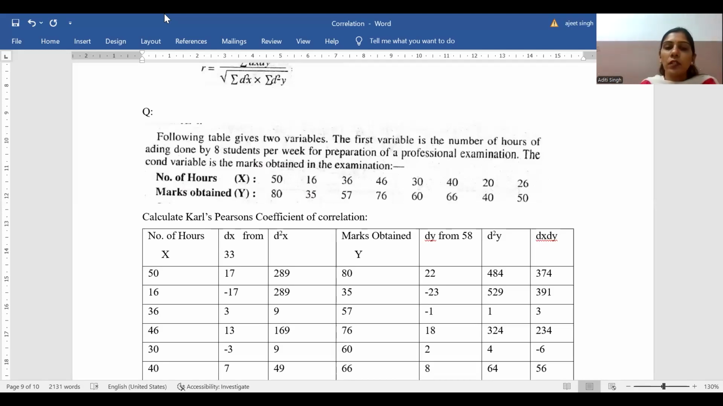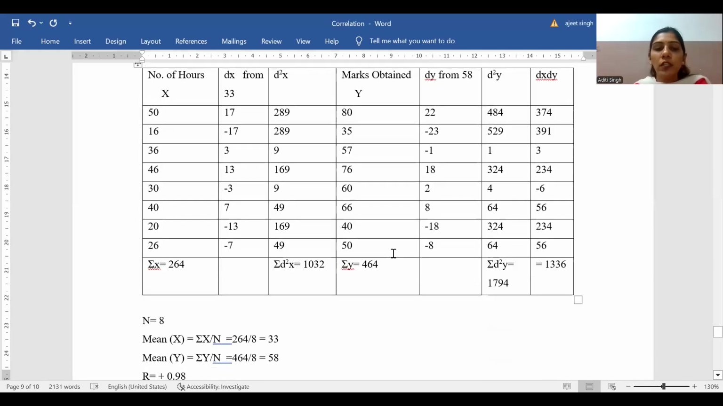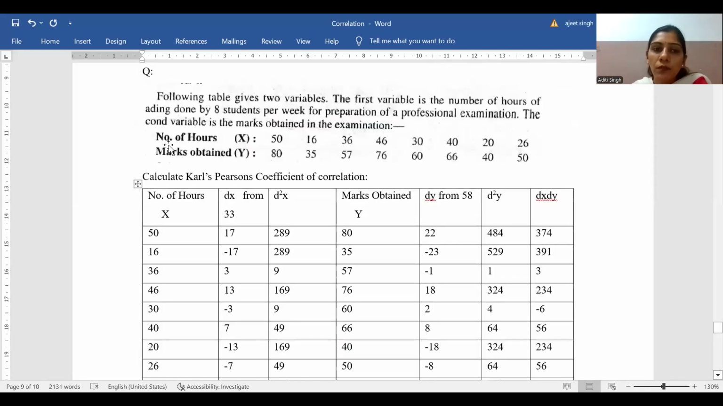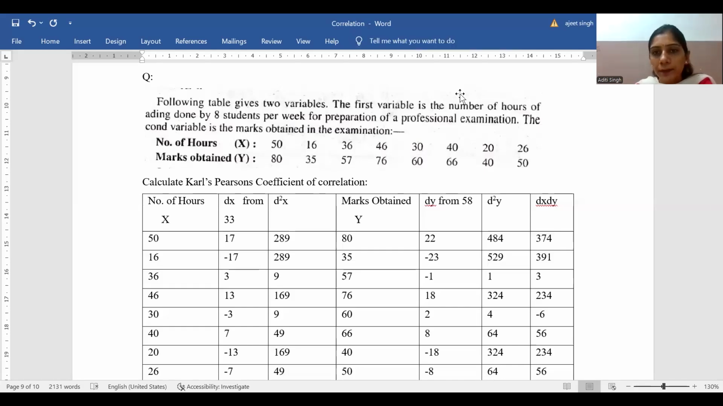So the more hours given to the preparation, the more marks will be obtained in an examination. This result of the Karl Pearson coefficient of correlation shows that there is a positive correlation between variables x and y.